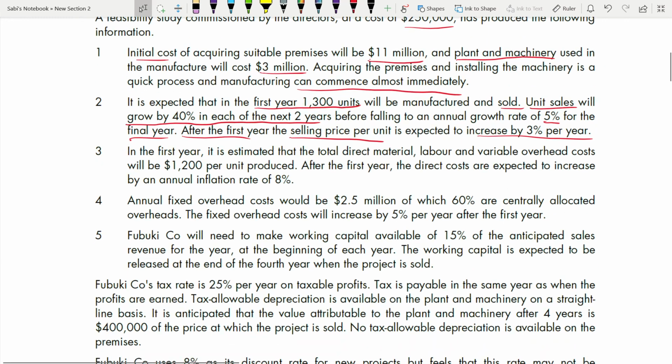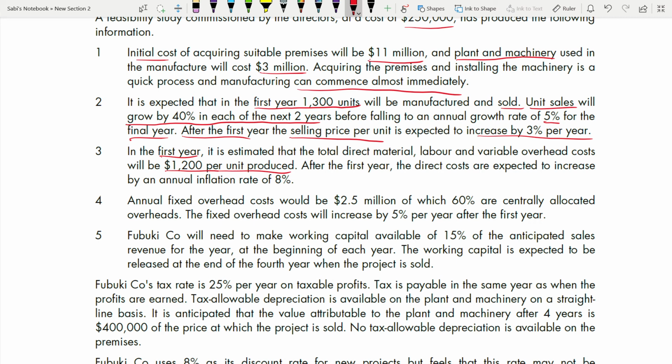Okay, point 3. In the first year, it is estimated that total direct labor, material, variable overhead cost will be 1,000 per unit. These are your costs, basically, in the first year. So in the first year, these are your costs: material, labor, variable overhead cost. You have to deduct them from your sales to find your contribution because all these are variable costs. Sales minus variable cost is contribution.